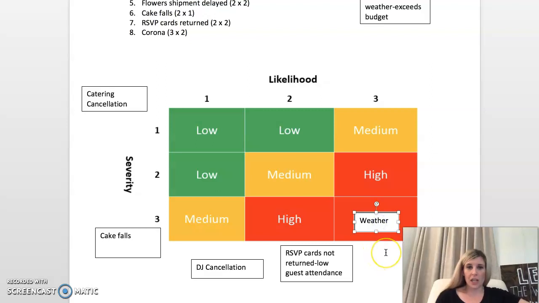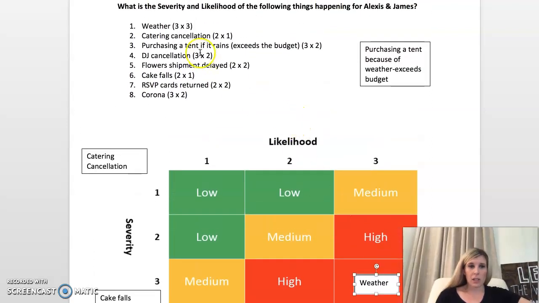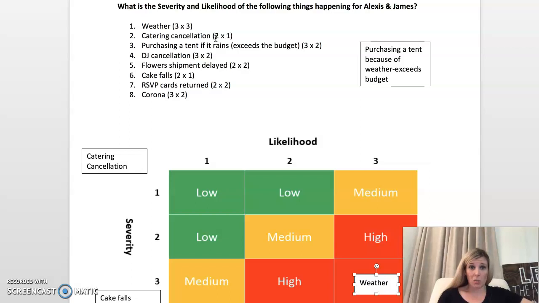I just made little text boxes for this example, obviously, and we're going to go through several of the examples up here. All right, so catering cancellation. If the lady canceled, she is James's mother's best friend, okay? So if she canceled, that would absolutely affect the quality as well as the entire scope of the wedding.